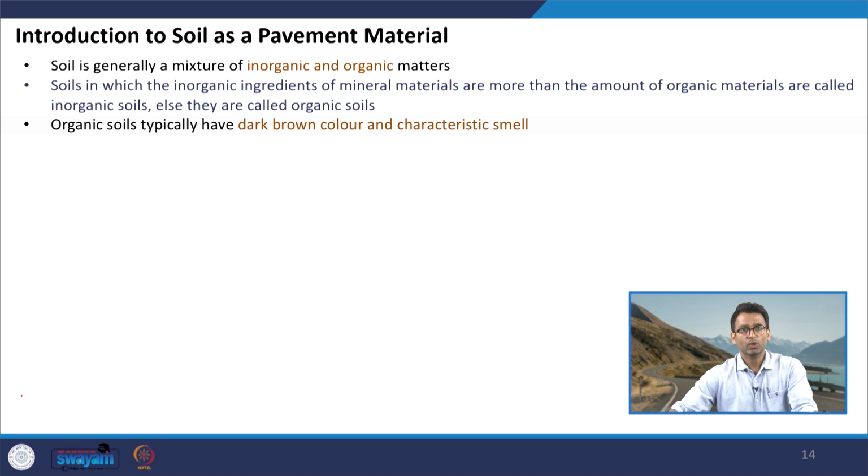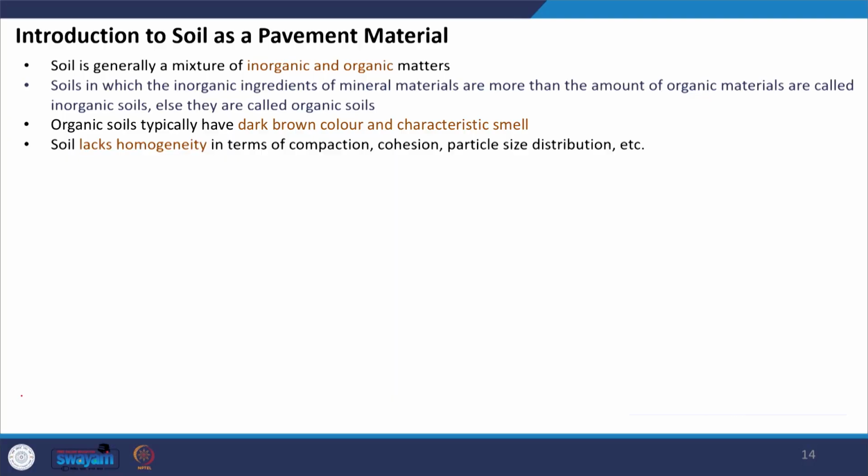Organic soils are not desirable as a pavement construction material, and they appear dark brown in color and have a very characteristic smell. One interesting thing about organic soil is that many organic soils are very good for improving the fertility of the soil. However, their use in pavement construction is restricted because these types of soils have a tendency to change volume significantly with change in moisture content, and this can significantly harm the stability of the pavement structure.